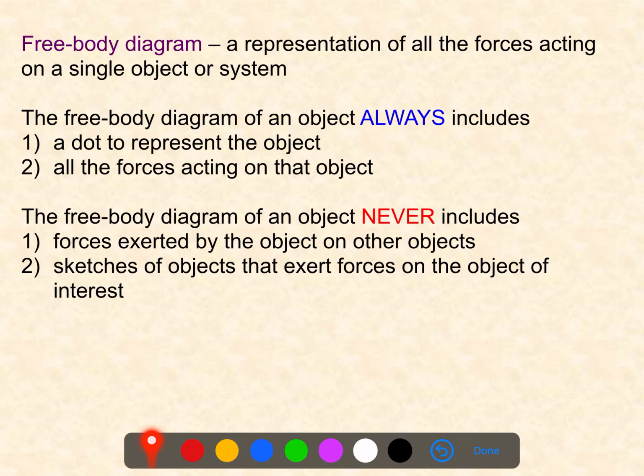What we do not include are any forces that the object exerts on other objects. It's only forces that are acting on that object. Okay, so let's take a look at an example.